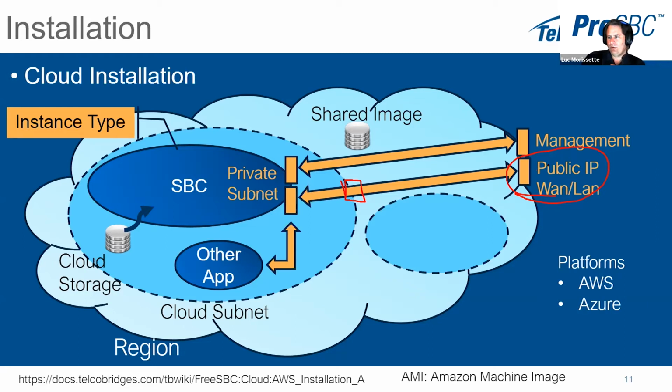So the basic configuration is to have only one interface for both management and public network. However, you can add more network interfaces to your device, and then you can run traffic on both of these interfaces. We support right now two platforms, AWS and Azure. AWS is Amazon, and Azure is Microsoft.